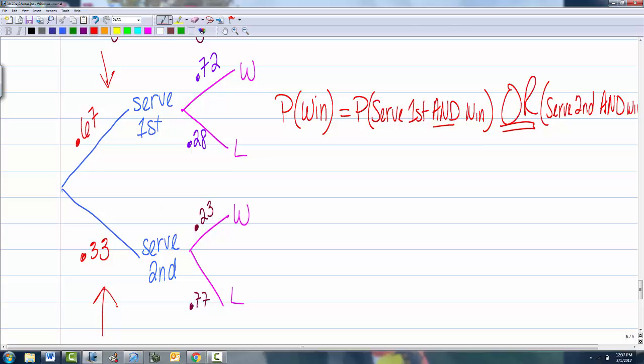If you serve first, you serve first 67% of the time. You serve second 33% of the time. Somehow this happens. You must be good, lucky coin flippers. I don't know how they determine how you serve first or second.